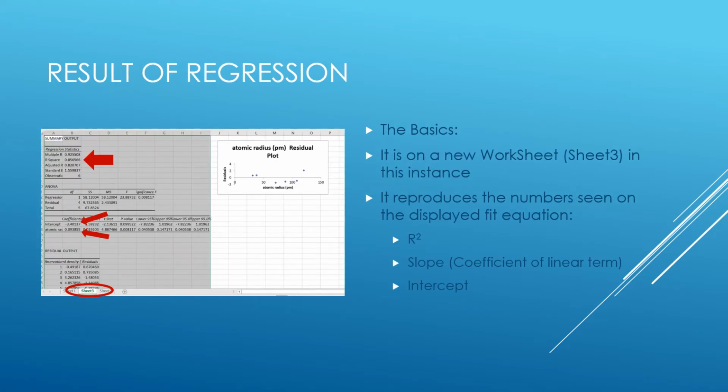So let's start with the basics. We asked for the regression output to be put on a new sheet, and there it is, sheet 3, and we are on sheet 3. And then we recover the basics that we saw in the XY scatter graph. We have the R² value and the slope and intercept. They're calling the slope the atomic radius. That was the label name of the X value, and they're calling it a coefficient. So the coefficient of the linear term is the slope.